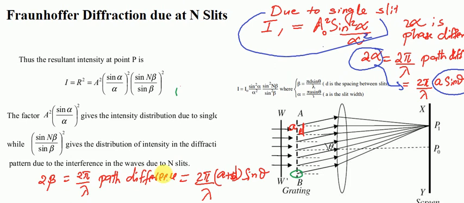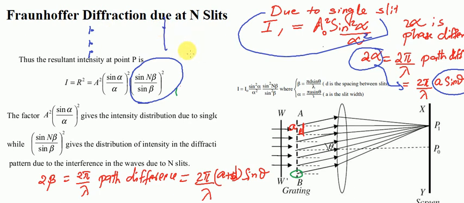Similarly, there is a contribution from N slits. You can see here, this is the contribution to the intensity from N slits: sin N beta by sin beta, as amplitude. If there are N slits, they can be considered as N points. These N points form a diffraction pattern there.